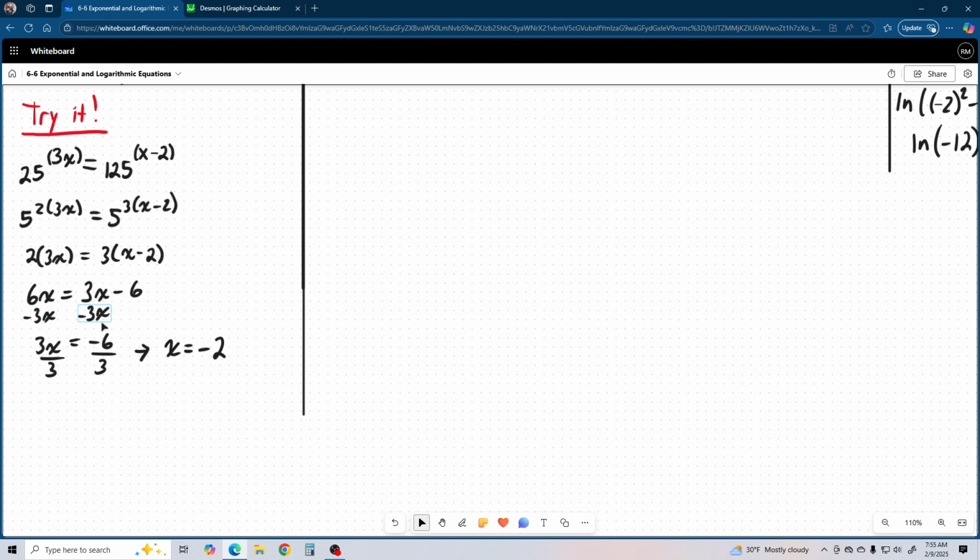You'll subtract 3x from both sides, right? And then you'll get 3x equals negative 6. Divide by 3, x equals negative 2. All right, so the key steps are identifying that this is 5 squared and that 125 is 5 cubed, and then realizing that because the bases are the same, we can set them equal to each other, and then it's algebra from there.